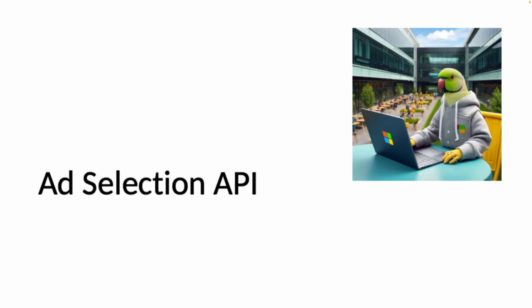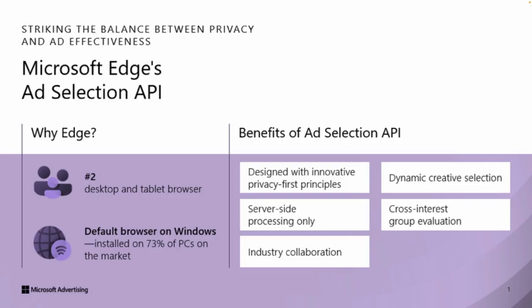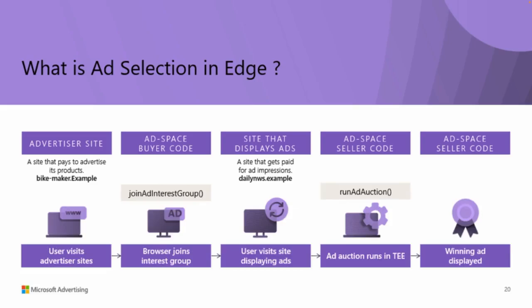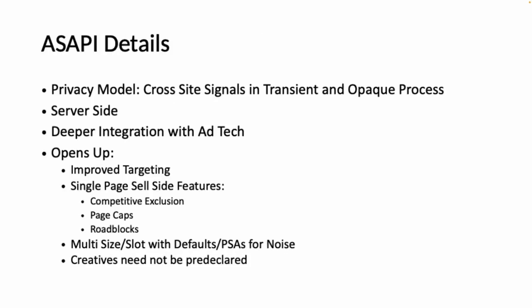So let's just dive in on the ad selection API. I think I've got my most Microsoft-y slide here. I need to put this in, but anyways, I'll just jump to my next, we can talk after class about this one if you want, about the flow. If you're familiar with Privacy Sandbox, the flow is very similar. But here we go, ASAPI details.